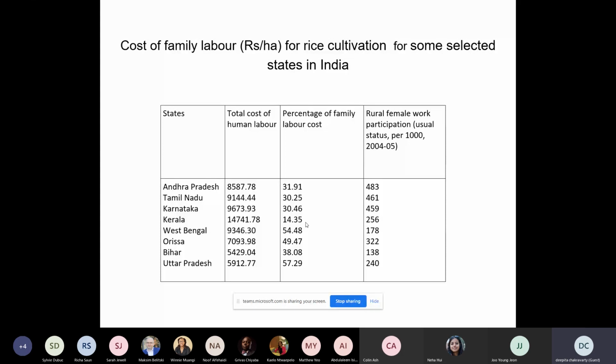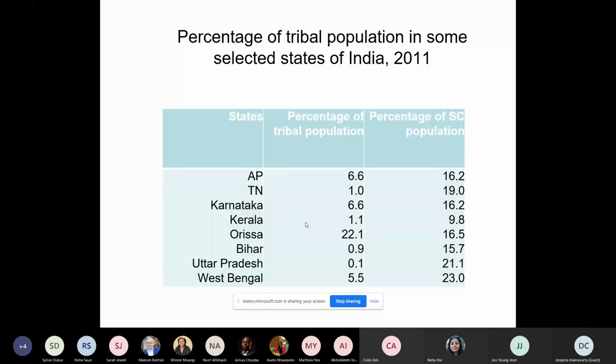Odisha is a rice cultivating state. Odisha is a small holding peasant economy. Odisha's percentage of family labor cost is pretty high. Everything is fine. But then in the case of Odisha, the work participation rate of women is much higher compared to the rest of the eastern Indian states. Let us take a look at two more tables, some more data.